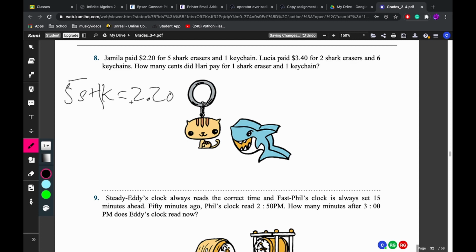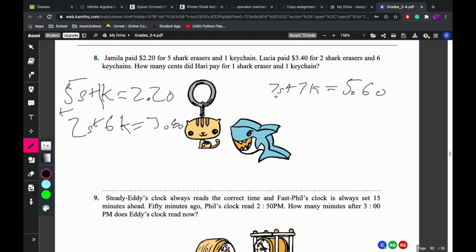And so, we also have that Lucia paid $3.40 for 2 shark erasers and 6 keychains. So that's 2 shark erasers plus 6 keychains equals 3.40. And then we can add all of this stuff, which gives us 7S, which is 7 shark erasers, and 7 keychains equals 5.60. So yeah, this is now the equation.